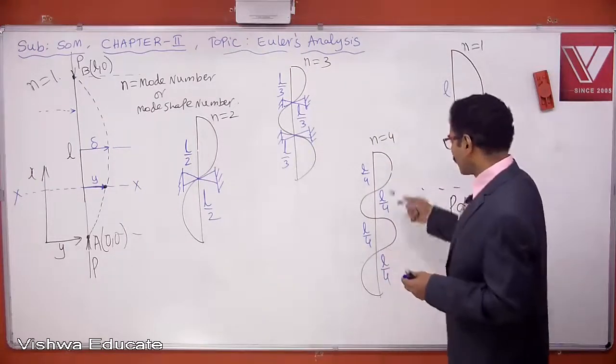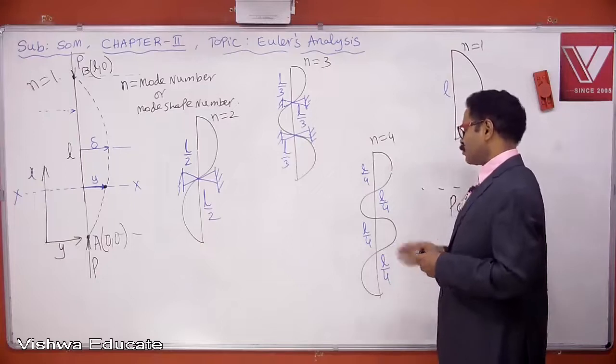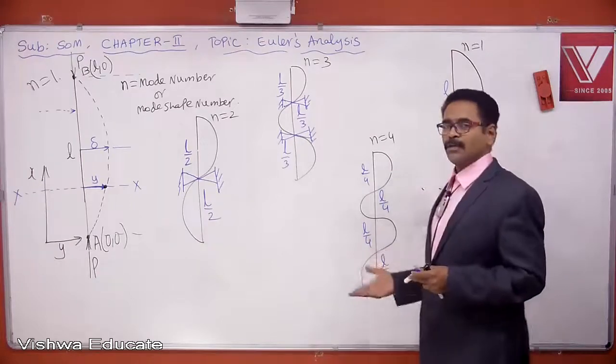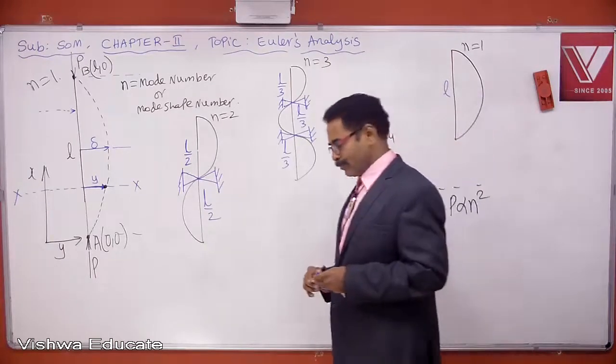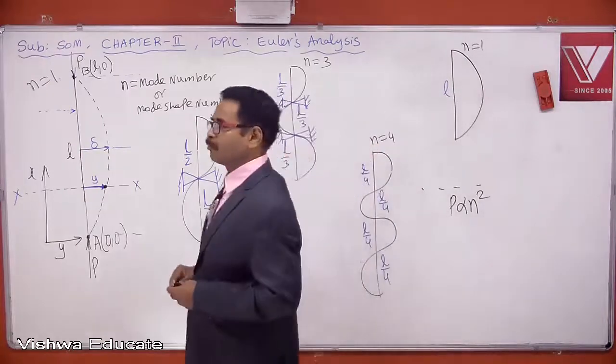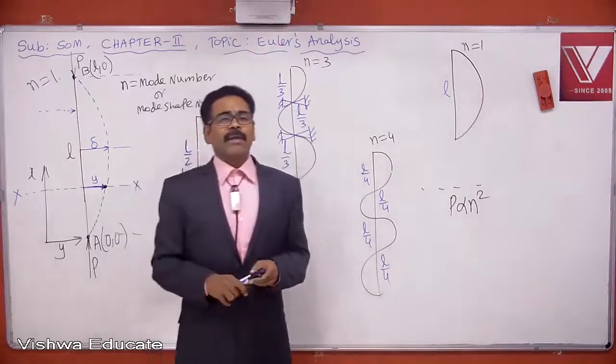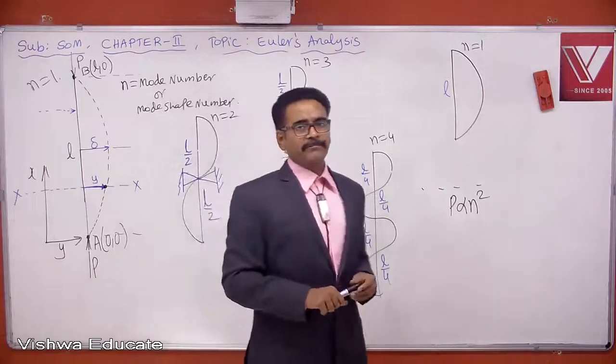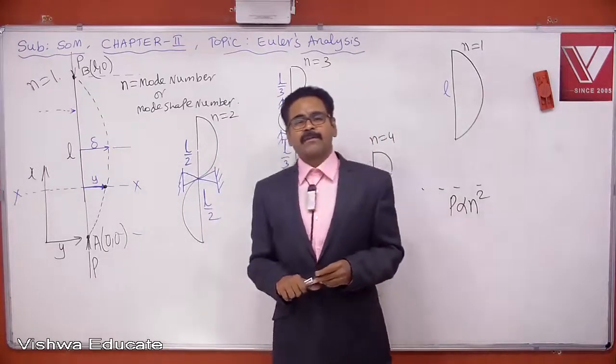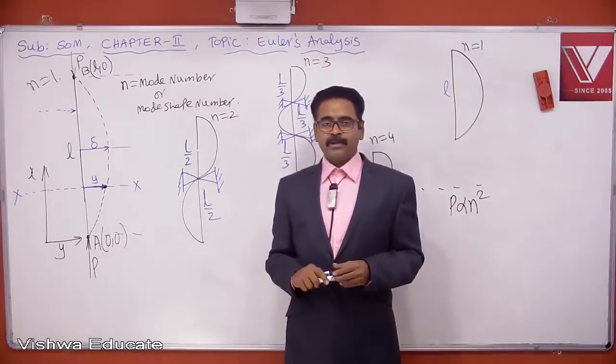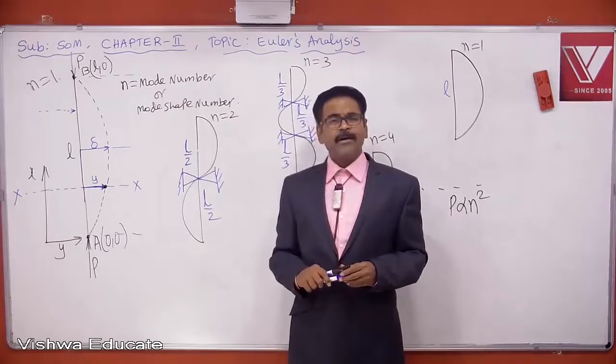Similarly, by putting another stop here, I may expect fourth mode. By putting another stop, I may expect fifth mode. So by putting stops at appropriate points, we can increase mode number. It is very much practical. Don't think it is theoretical.